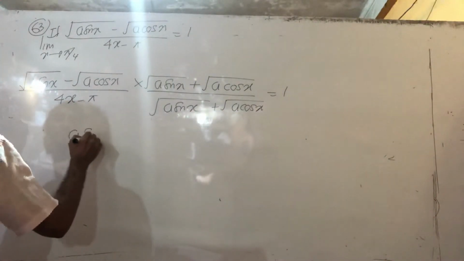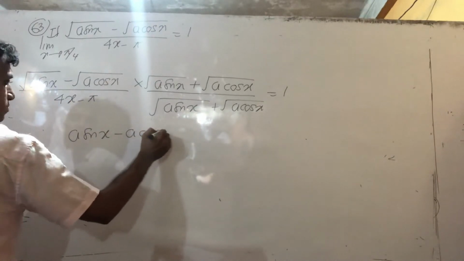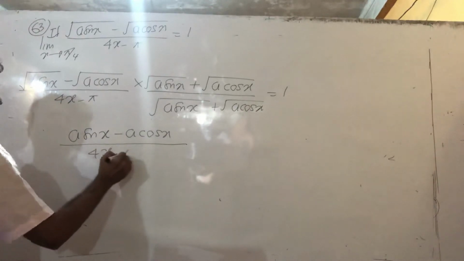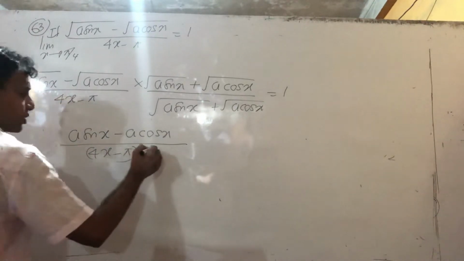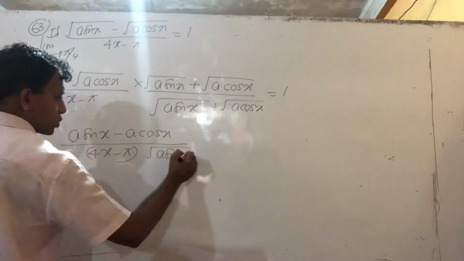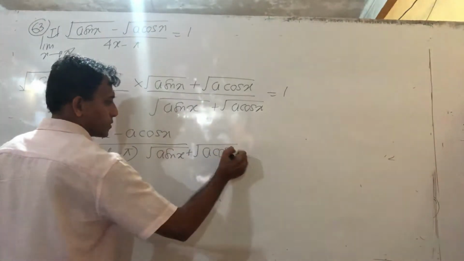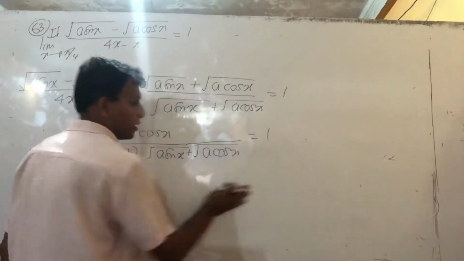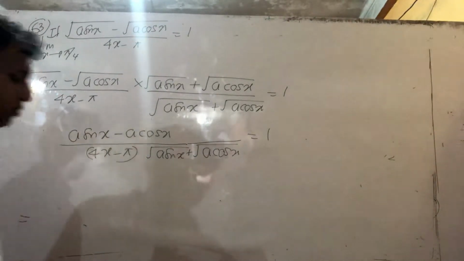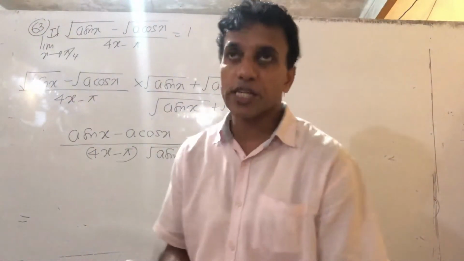A sin x minus a cos x over 4x minus pi, into square root a sin x plus square root a cos x. Is that equal to 1, right? Now what is the answer? How to see this? It's completely trigonometric knowledge, not only calculus; most of the parts here are trigonometry.